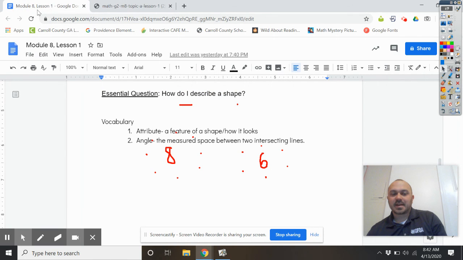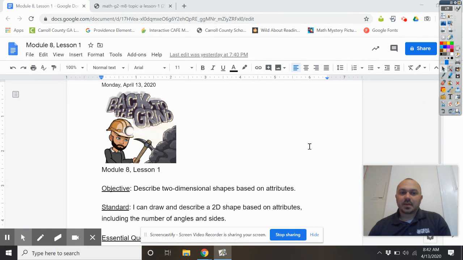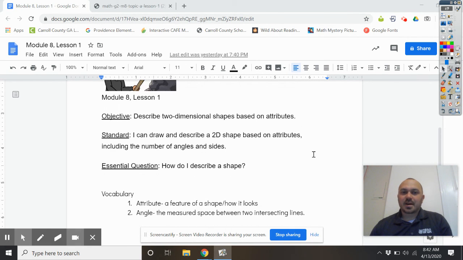So remember, today, Module 8, Lesson 1. Let me erase this real quick. I'm going to go over our EQ and standard one more time. So remember, the objective today is to describe 2-dimensional shapes based on attributes. Your standard, I can draw and describe a 2D shape based on attributes, including the number of angles and sides. And your essential question, how do I describe a shape? Well, you can describe a shape based on its attributes, including the number of angles and sides.